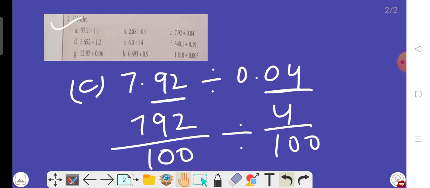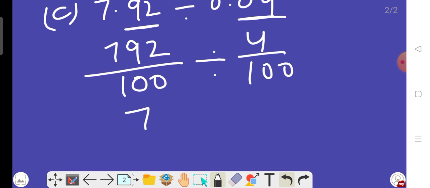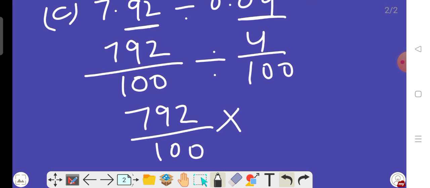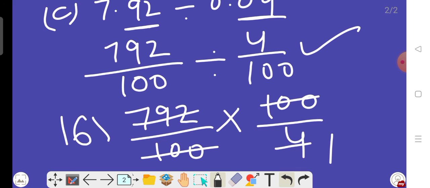Okay, now this is the division of fractions, and we know how we can divide fractions. So firstly we write the first fraction as it is, and we convert division into multiplication and the second fraction into its reciprocal. So 100 will be cancelled by 100, and 4 is the highest common factor between 4 and 792. Okay, so 4 ones are 4 and 4 ones are 4, this will become 4 nines are 36 and 4 eights are 32. So the answer is 198.